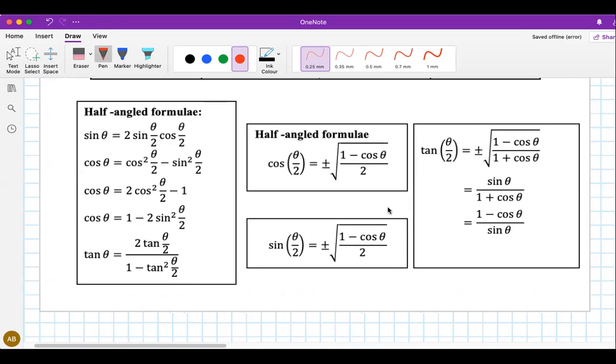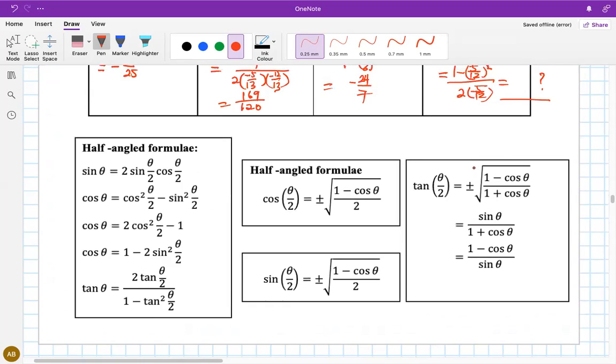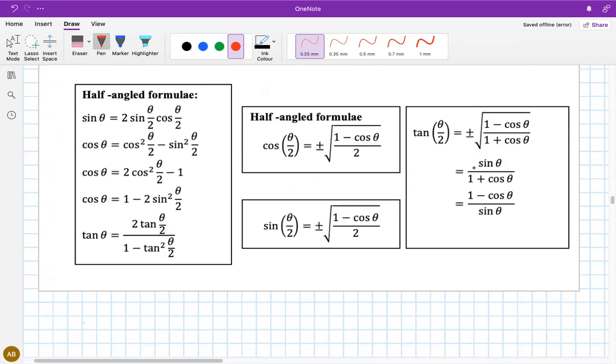Okay, we'll continue. In this video we are going to learn the half angle formula. So how do we get the half angle formula? Basically, sine theta is 2 sine theta over 2 times cos theta over 2. That means we use the double angle.